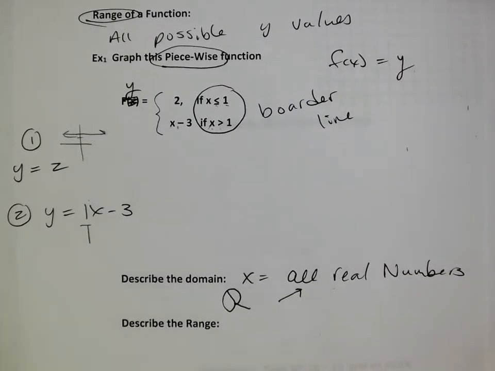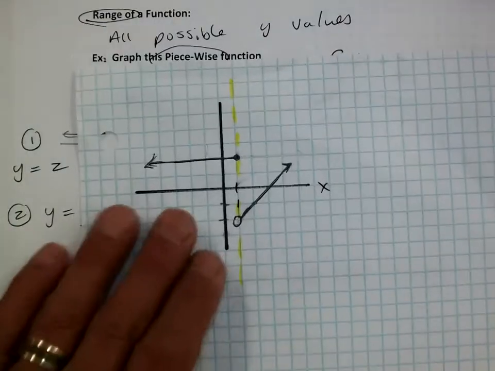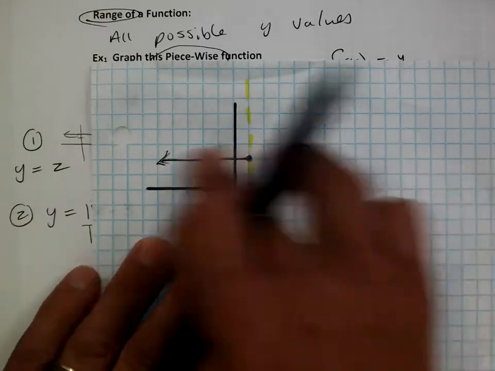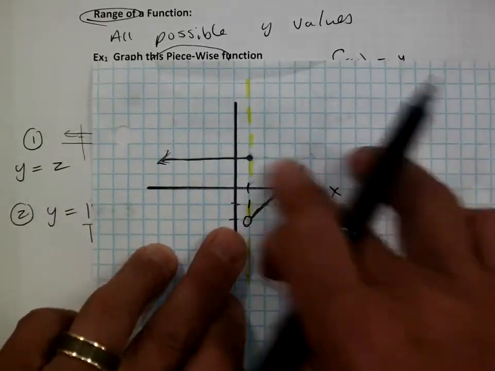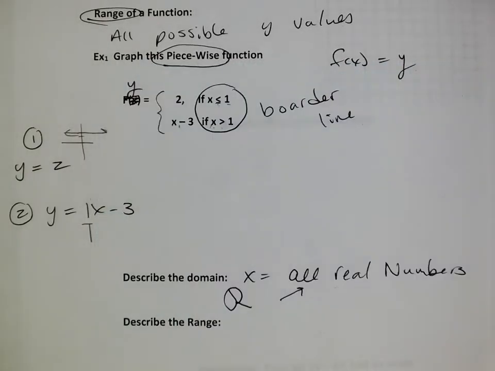One more time, domain. How wide is this graph? It's forever this way, forever this way, so every possible x value you could think of would be on this graph. All real numbers.